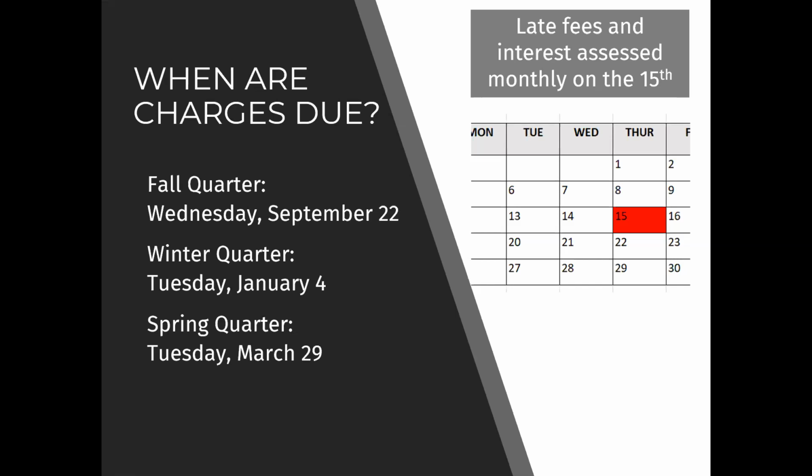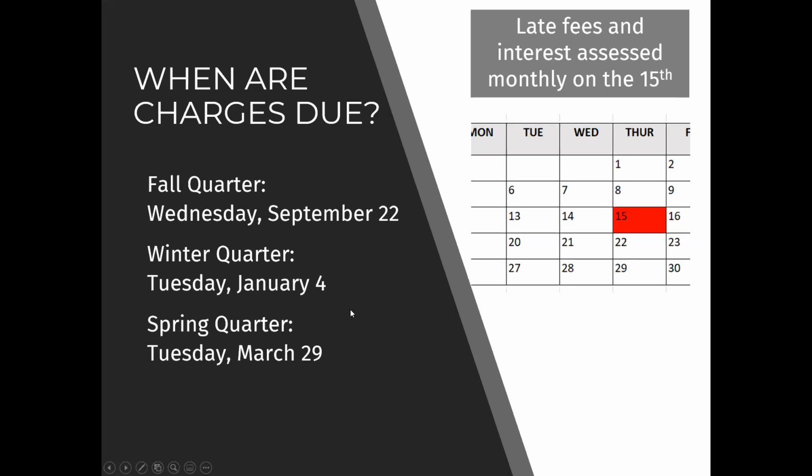So I wanted to quickly go over a few base pieces of information about coming to school and paying your bill on time. Your tuition, fees, housing, meal plans, any of that is due on the first day of the quarter. I believe we're starting on the 22nd, just like the screen says. So anything after that is considered late. Winter quarter, we start January 4th, and then spring, we start March 29th.